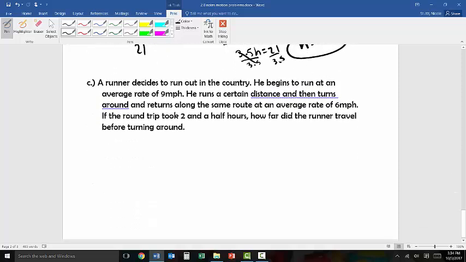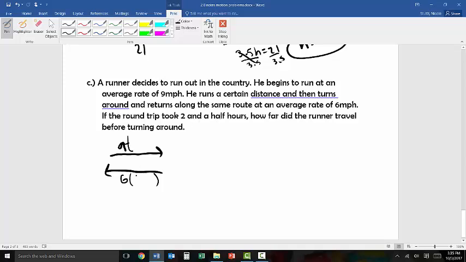And then letter C, a runner is assigned to run out in the country, so he's going out for a run. Okay, so that's his starting run, and he is going 9 miles per hour. So I'm going to write 9, I'll use T this time instead of H, because it doesn't tell you how long he's running. So when he runs out, he's going to get tired, he's going to turn around to come back home, but this time he's only traveling 6 miles per hour. Now, it tells you the whole trip took 2.5 hours.